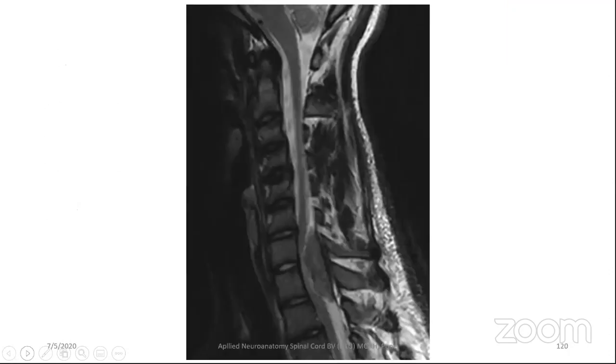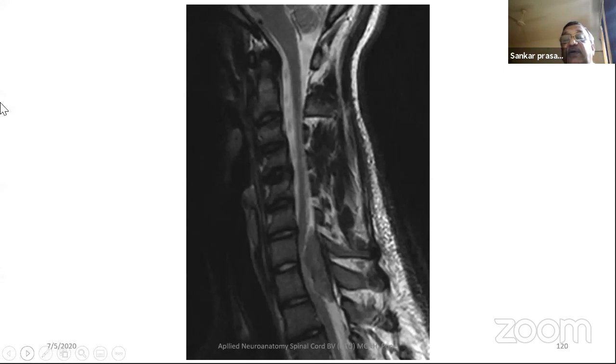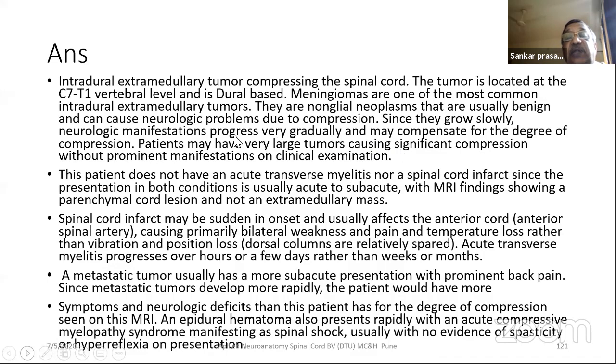Epidural hematoma, yes, now you look at the MRI. Epidural hematoma, that's nice, that's correct. So, intradural extramedullary tumor compressing the spinal cord. The tumor is located at C7-T1 and it's dural based. Meningiomas are one of the most common intradural extramedullary tumors, and they are non-glial neoplasms, and that's why.